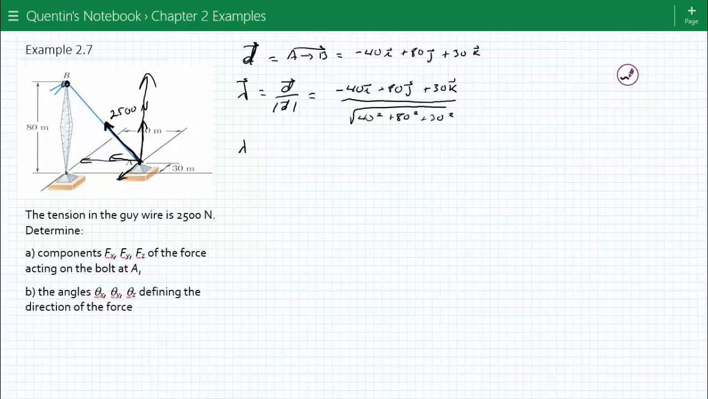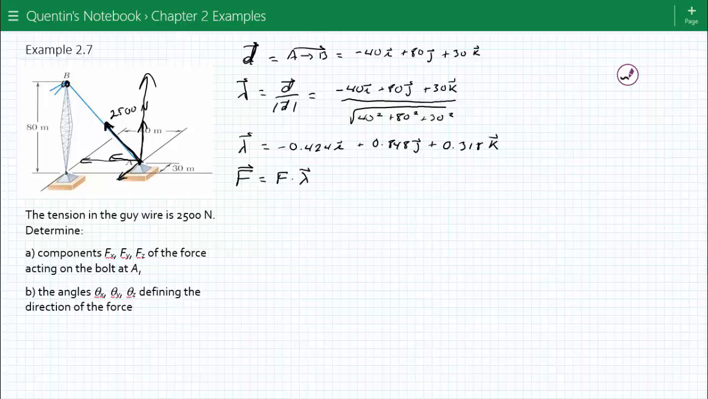So it turns out that lambda is minus 0.424 in the i direction, plus 0.848 in the j direction, plus 0.318 in the k direction. Okay, so that is our unit vector. So what does that tell us? Well, we talked about that the force vector is equal to the magnitude of the force vector times the lambda in the direction of the force vector.